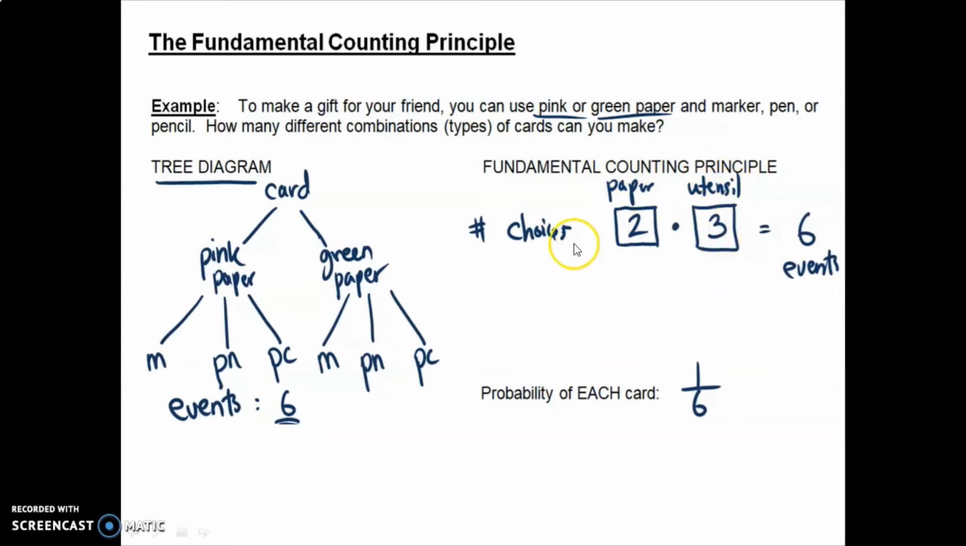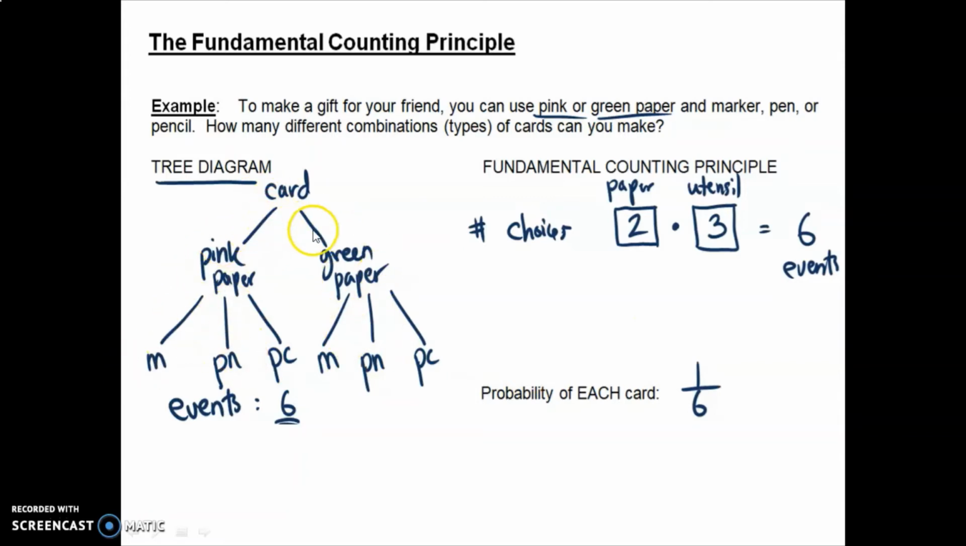To figure out how many total choices or how many paths there will be here, we do 2 times 3. Simple idea, but you'll see how this grows into something much bigger soon. So 2 times 3, 6 total outcomes. I guess it shouldn't say events here, 6 total outcomes, because these are compound events. All right, and each of those is equally likely.